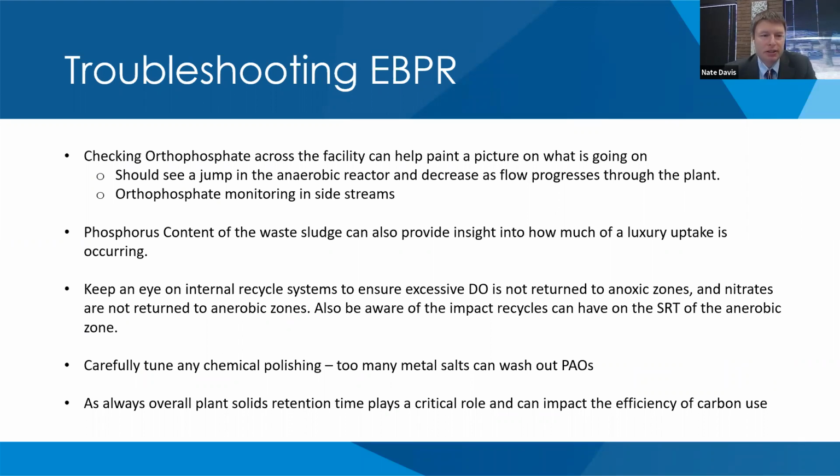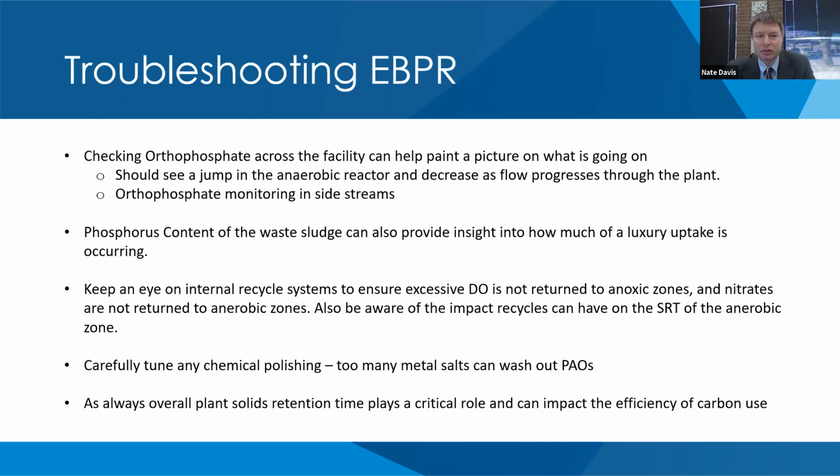So moving on to some more of the operational things, and I probably need to speed up so we still have time left for questions here at the end. Some things that I would encourage on operations: if possible, get some portable orthophosphate probes. Orthophosphate is the soluble portion of the phosphorus in your plant, and that's really what we can uptake biologically. And it's the portion that we can remove chemically if we're doing chemical removal. So taking grab samples across your facility and measuring this can really paint a picture of what's going on.